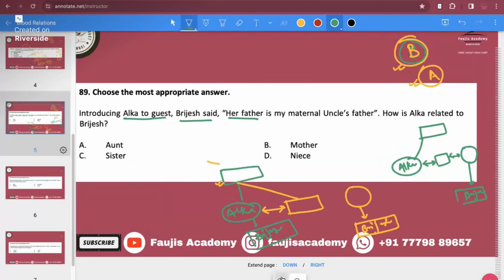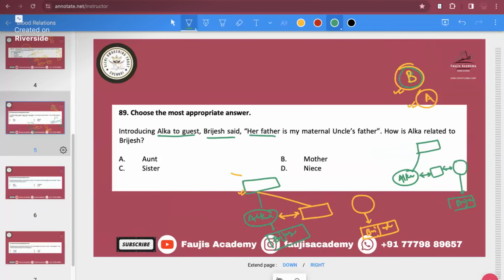Those who said aunt, it's not a wrong answer, but we will go with mother. Why will we go with mother? Because we'll have to operate a little on the assumption that these two persons are the same. In the absence of this, we are unable to establish some relation.